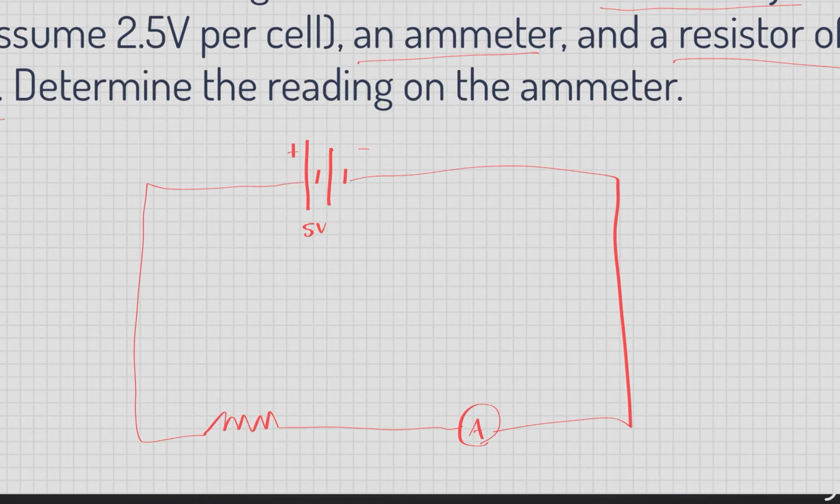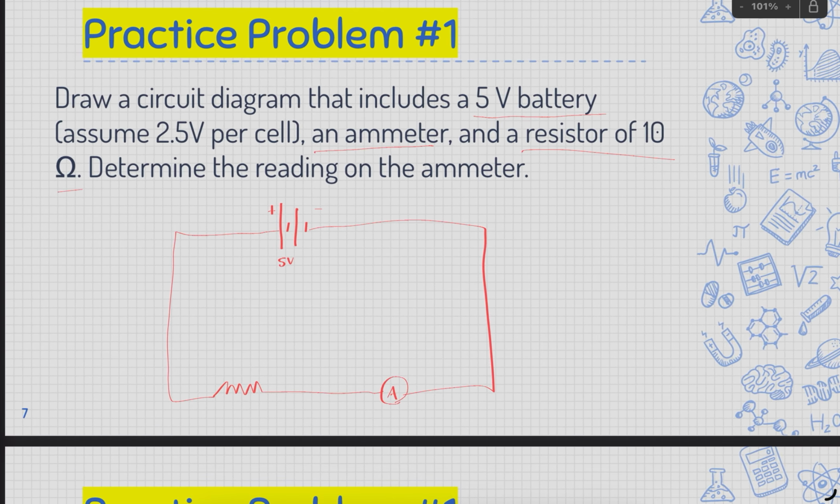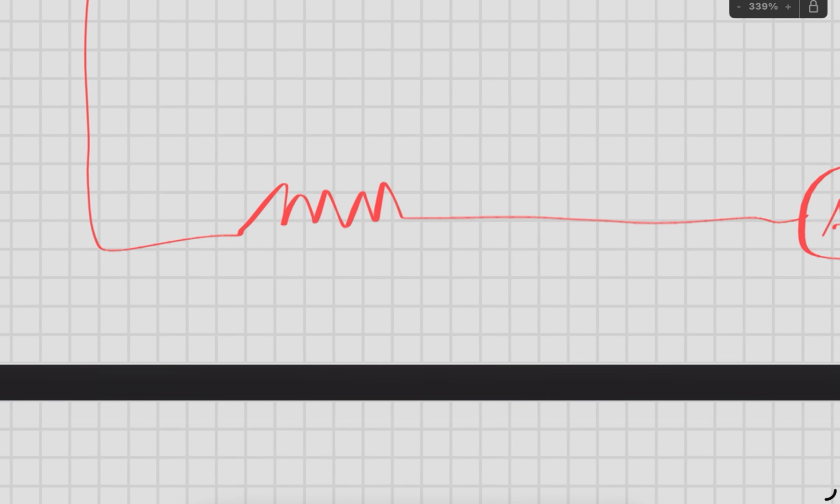So this is where we got it from. Now we really need to determine the reading on the ammeter. And essentially what that's asking us is the current. So we can just label that down as 10 ohms.